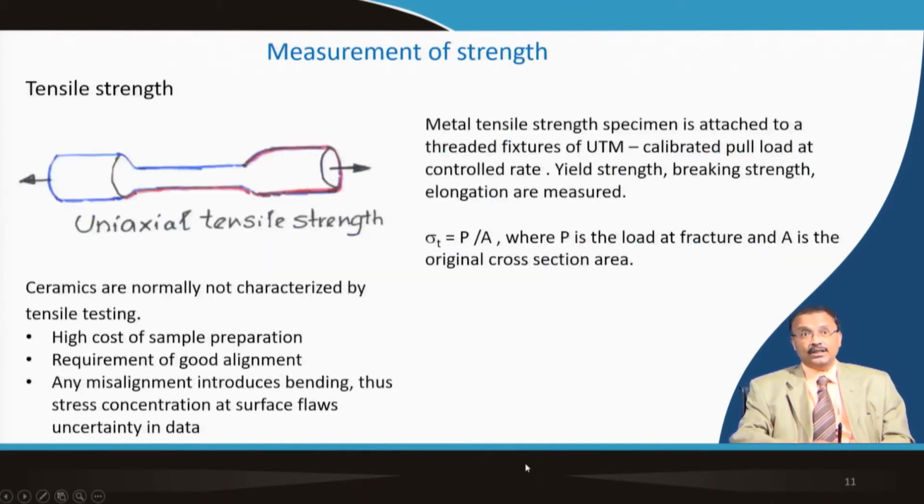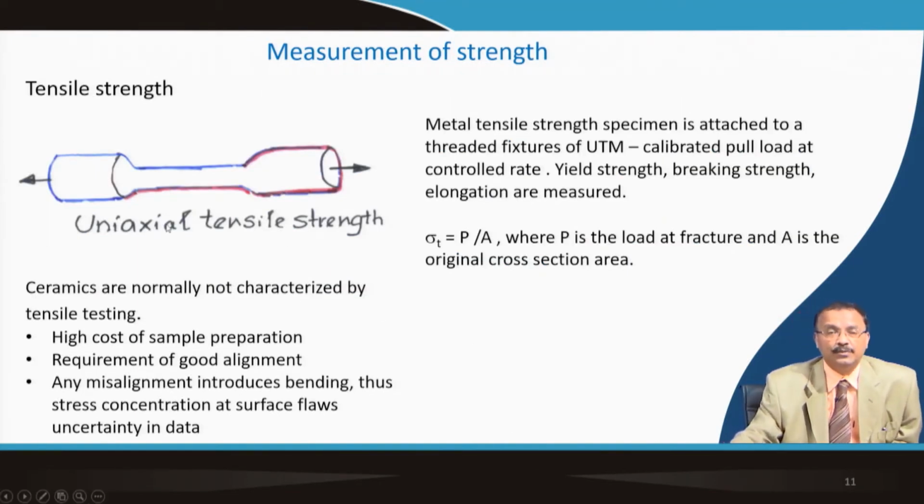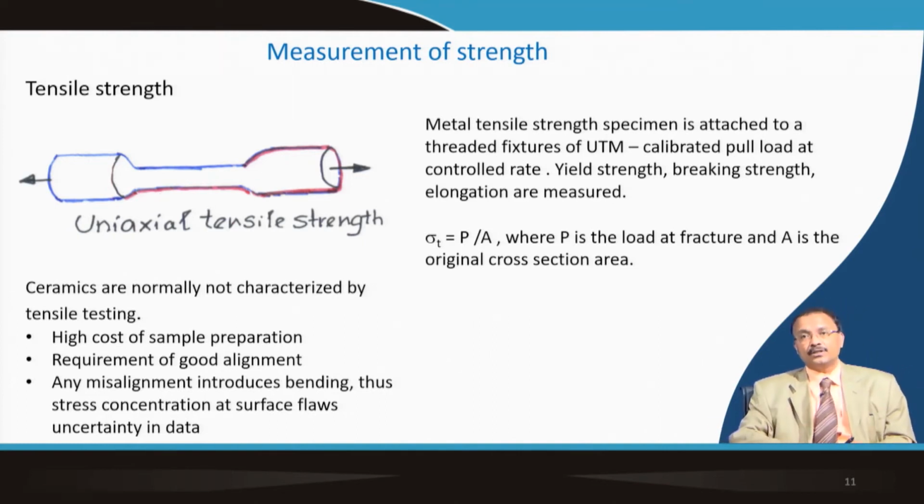Usually in case of ceramics, the tensile strength is measured by making a specimen, something like this, but this sample preparation is costly and very good alignment is required to make this kind of sample, because any small misalignment will generate stress concentration. So, unlike metals, ceramics are usually not measured by this kind of sample.